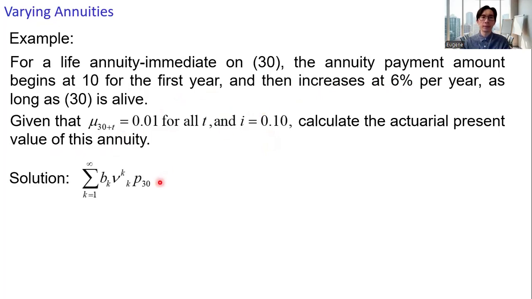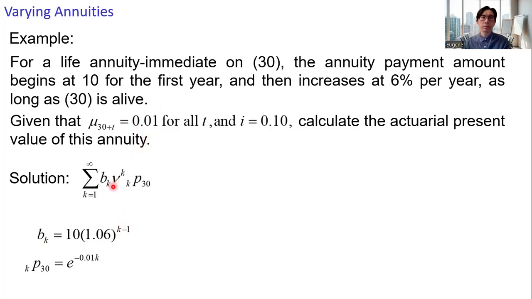Use the basic formula, the summation, where each term is a product of three terms: the payment amount, the present value factor, and the survival probability. The annuity payment starts at 10 in the first year and then increases at 6% per year. So we have an expression for the payment b_k equals 10 times 1.06 to the power k minus 1. And then kP30 is e to the power minus 0.01 times k, the constant force of mortality.